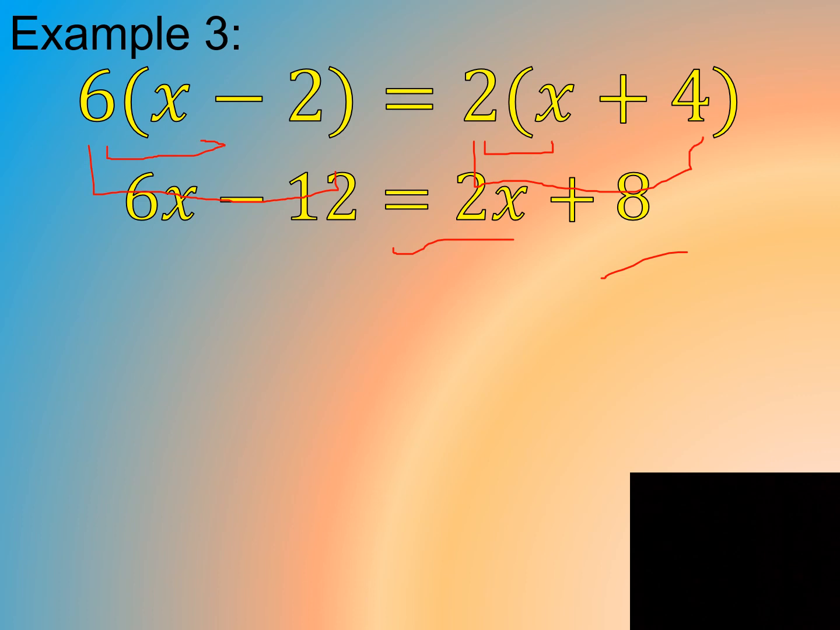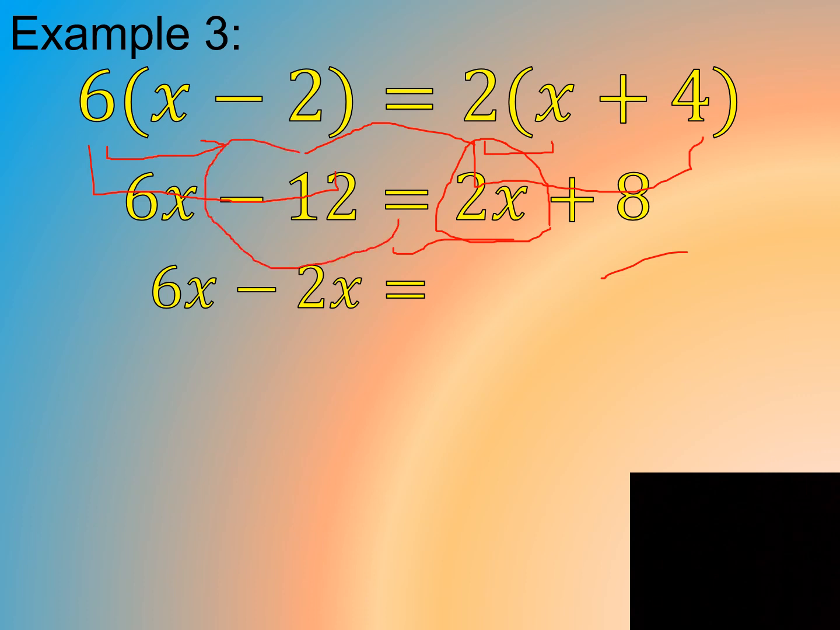Now, we combine like terms. We transpose 2x to the left side, so that will become negative 2x. So on the left side, we now have 6x minus 2x. And also on the left side, we transpose negative 12. That will become positive 12. So that will become 8 plus 12. We now simplify. 6x minus 2x is equal to 4x, and 8 plus 12 is equal to 20.